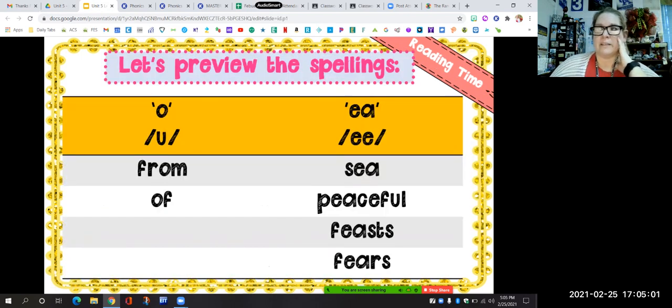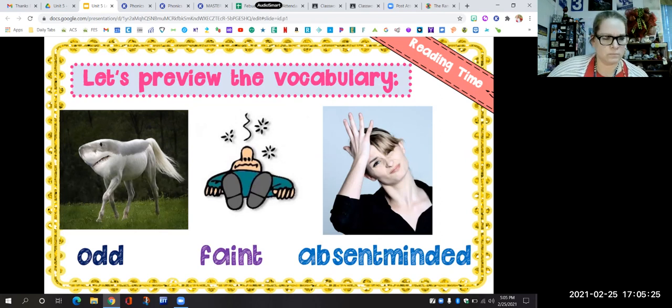So let's look at some of our spellings in today's story. So we have the O spelling for the sound, like in from and of. And we have the EA spelling for the E sound, like see and peaceful and feasts and fears. For our vocabulary, we have the word odd, which means strange. It is strange and odd to see a shark walking with horse legs.